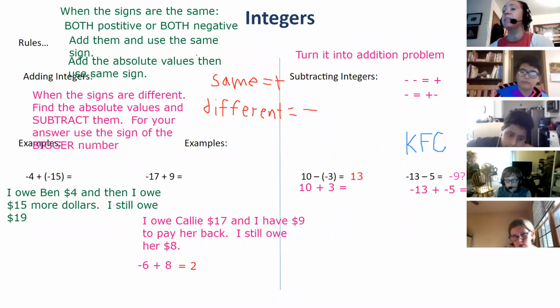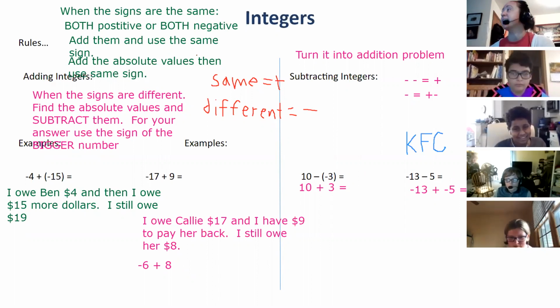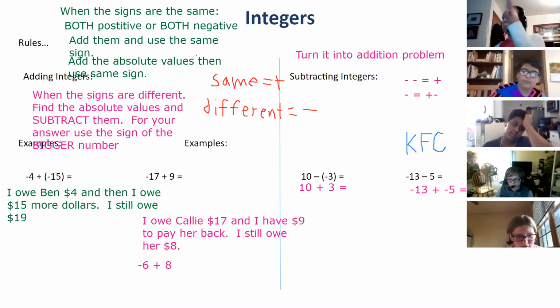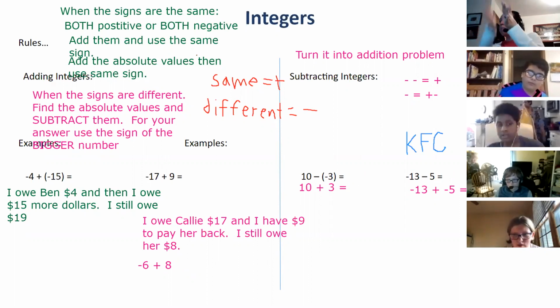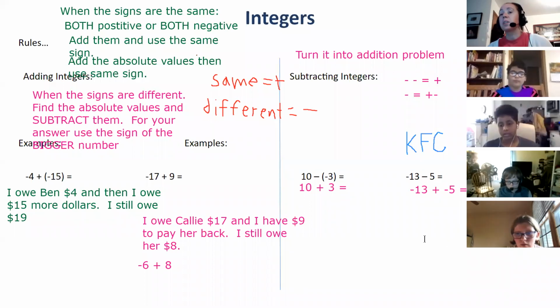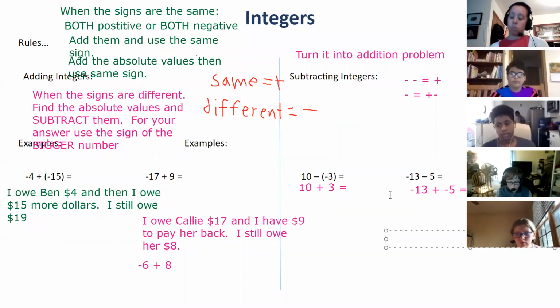Very good, negative 18. And did someone put KFC for keep, flip, change? Callie, that was you? Yeah. That's right, very good. That's a really good way to think of it. KFC, keep, flip, change. Keep the first one the same, flip that subtraction to addition, and then change that 5 into a negative. Very good. And then Aiden, you were right. That's negative 18. Good.